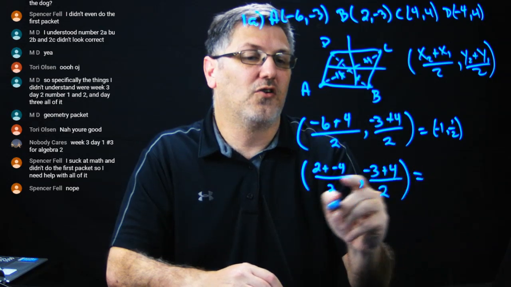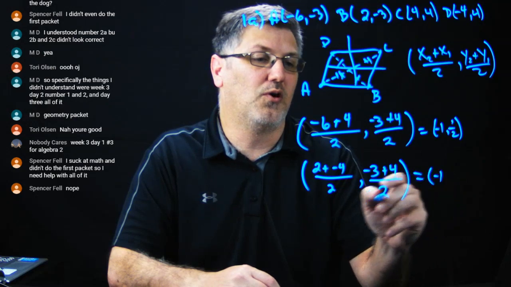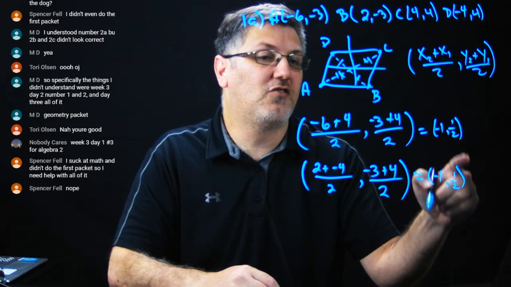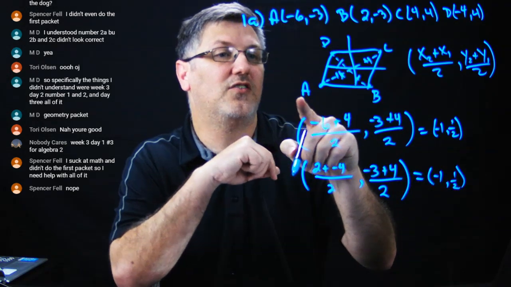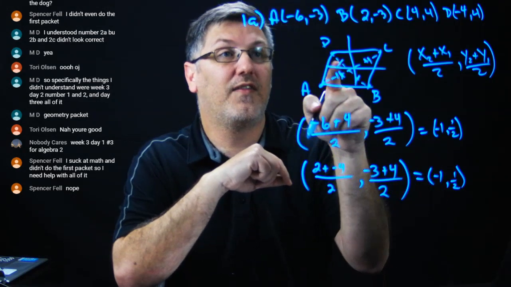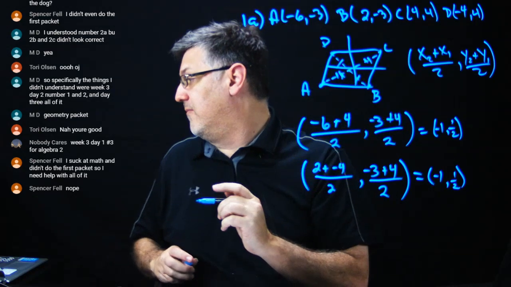All right, so let's see. 2 minus 4 is -2. -2 divided by 2 is -1. -3 plus 4 is 1, which gives me 1/2. These two have the exact same midpoint. Because AC and DB have the same midpoint that we calculated, that means that this is a parallelogram. So that's how you would do 1A.